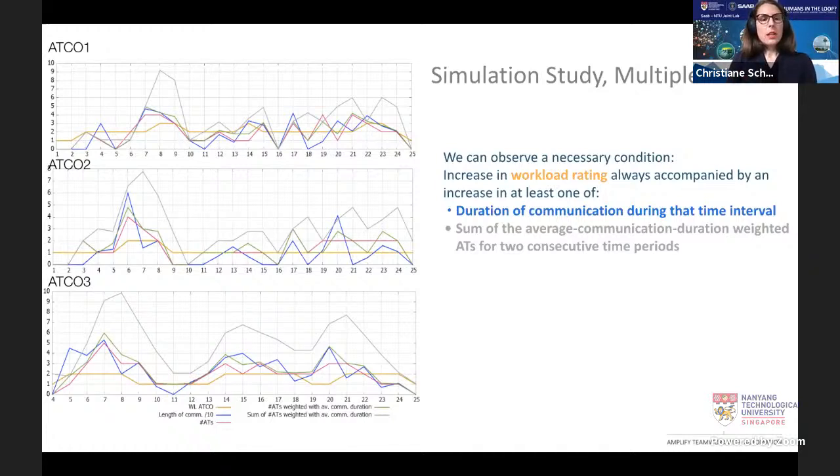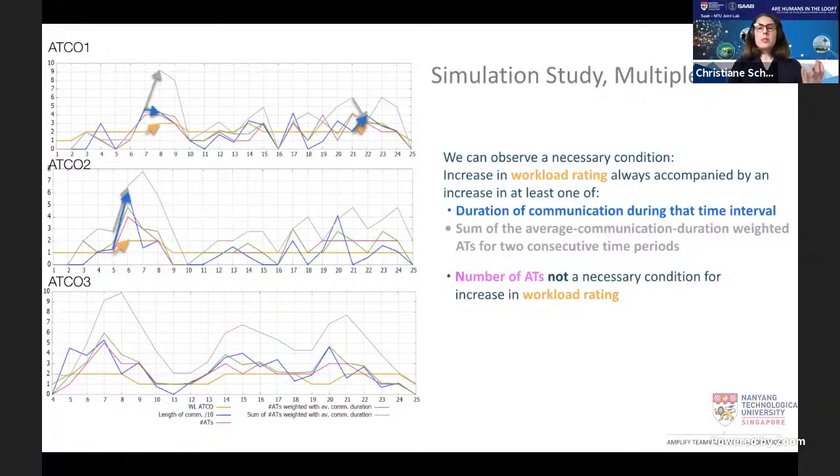Okay, so let's look at what that actually means. We'll look at the pictures. So here we have a workload rating increase, and that's accompanied by an increase in both the blue and the gray measure. Here we have a workload rating increase. The blue measure decreases, but the gray measure increases. So at least one of them. And then we look at this workload rating increase between 21 and 22 there at the Atco 1. In this case, the gray measure decreases, but the blue one increases. So we always meet this: at least one of the 2 measures increases.